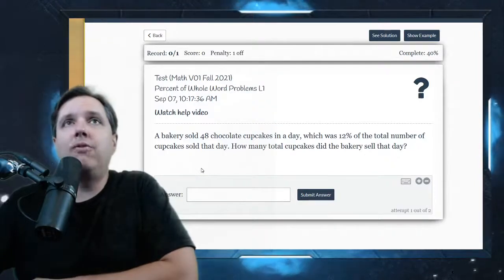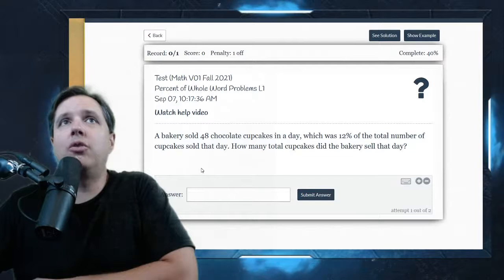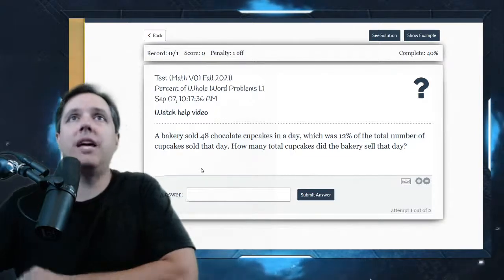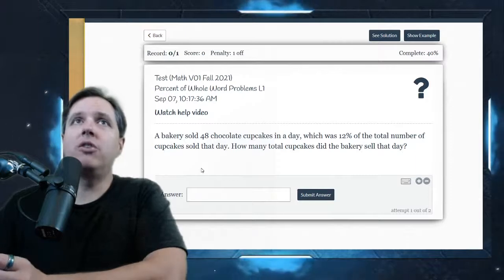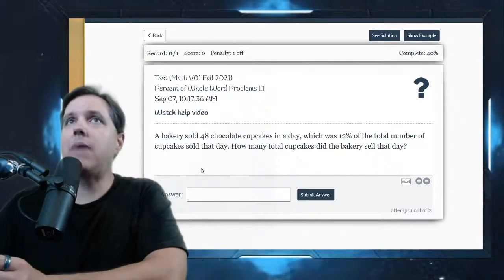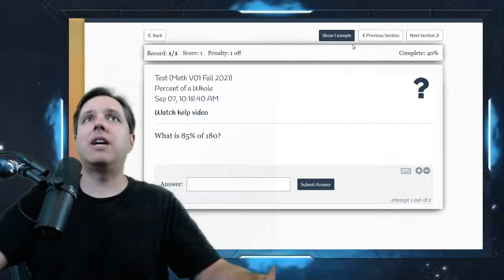A bakery sold 48 chocolate cupcakes in a day, which was 12% of the total number of cupcakes sold that day. How many total cupcakes did the bakery sell? So you think about this in terms of amount equals base times percent.